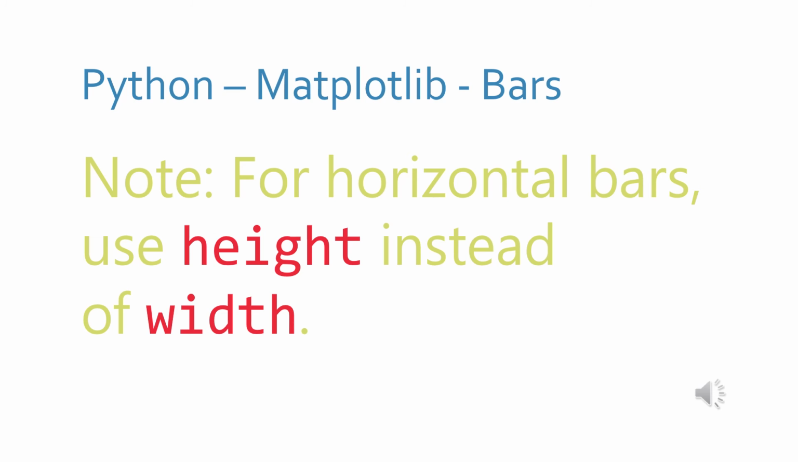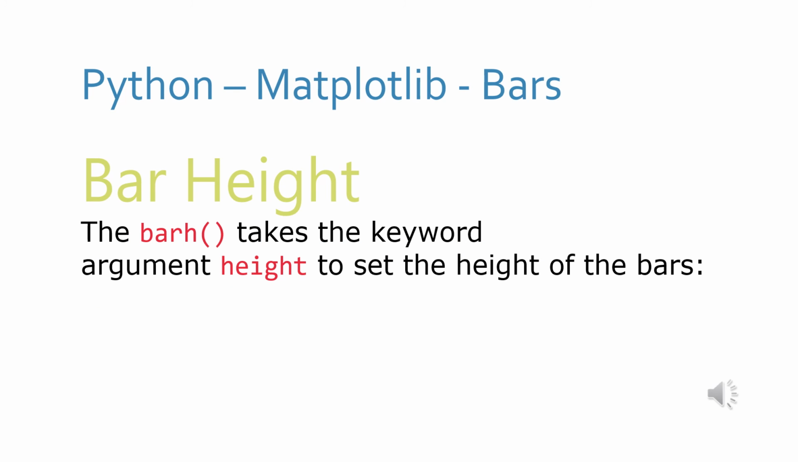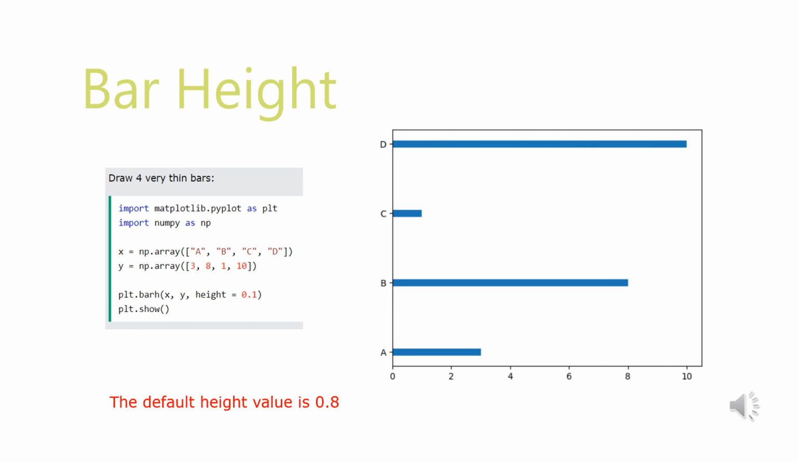For horizontal bars, you can use height instead of width. For that, we have the height argument. Here I have given the default value as 0.8 for the height also, like width, and we have given 0.1, and you can see the horizontal bar graph is thin.